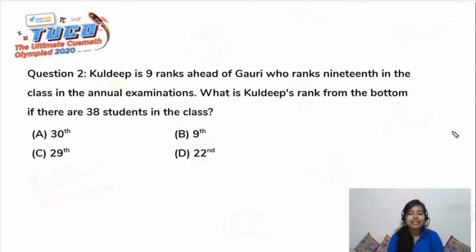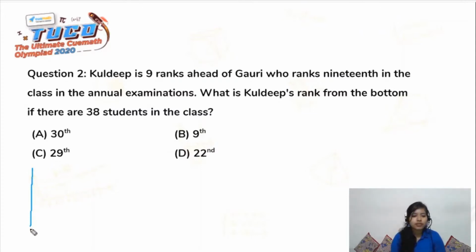Okay, now let's see our second question. Kuldeep is 9 ranks ahead of Gauri, who ranks 19th in the class in the annual examination. What is Kuldeep's rank from the bottom if there are 38 students in the class? So let's quickly do this. There is a very common mistake which is done by students in these kinds of problems. I'm also going to highlight that.